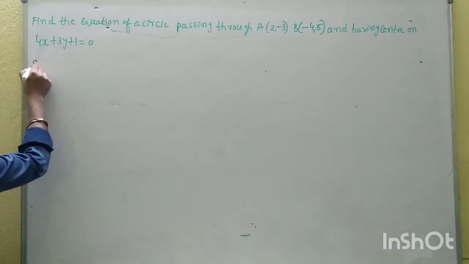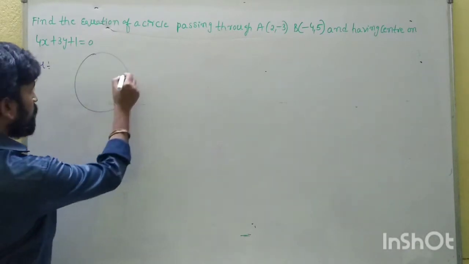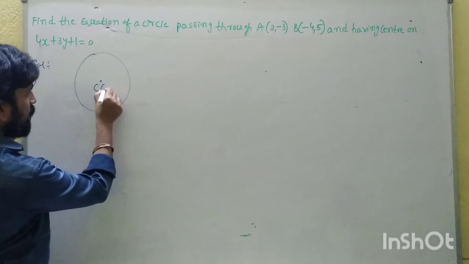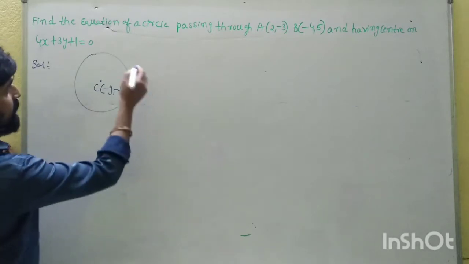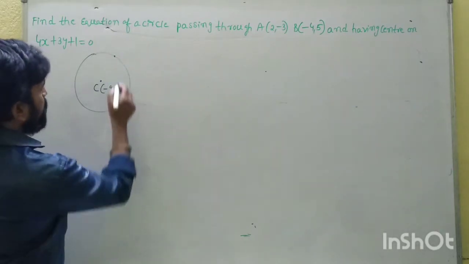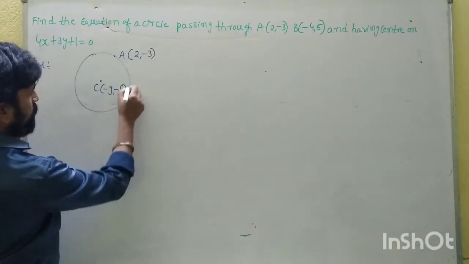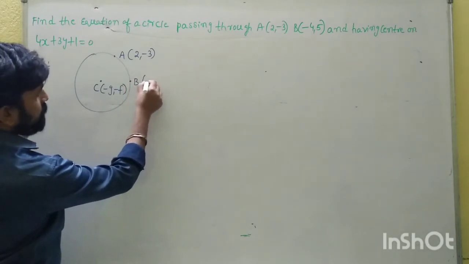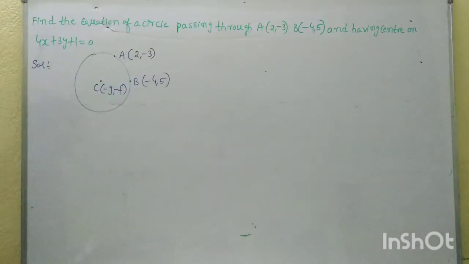The circle has center C, which will be (-g, -f). It is passing through A, that is (2, -3), and B, that is (-4, 5). The circle is passing through these two points, and I am having the center on this line.